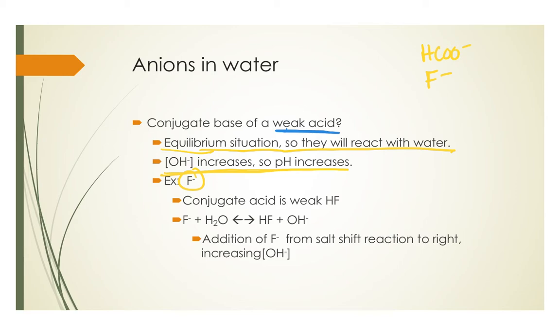As our example, let's use the F minus ion. The conjugate acid is the weak acid HF, so you're going to end up with a situation where F minus will react with water to produce the HF acid as well as some OH minus ion. So when we add a salt that has an F minus ion in it, this reaction is going to shift to the right. That's going to increase the amount of OH minus. That then will change your pOH, which will then, of course, change your pH. So having that anion in water will change the pH of the solution.